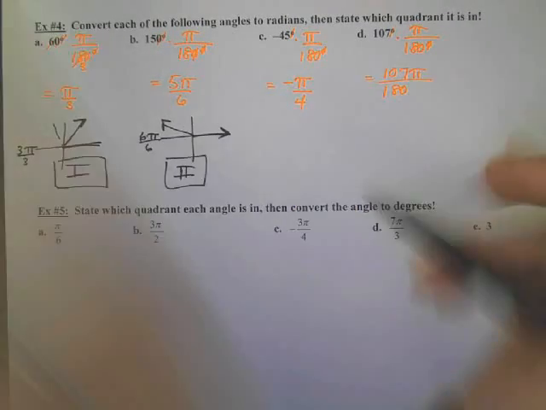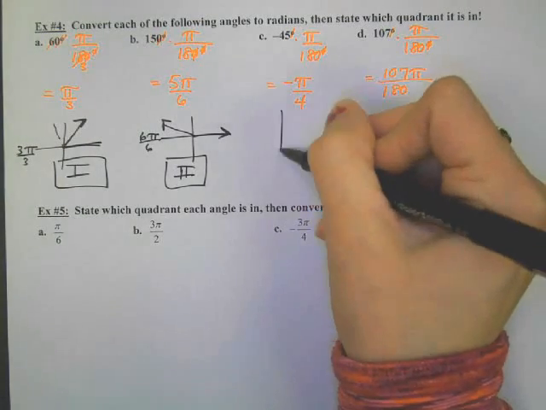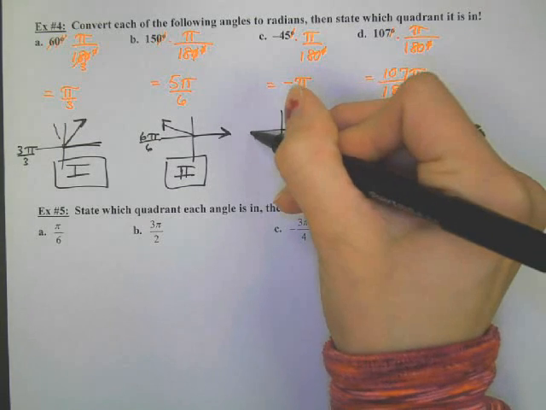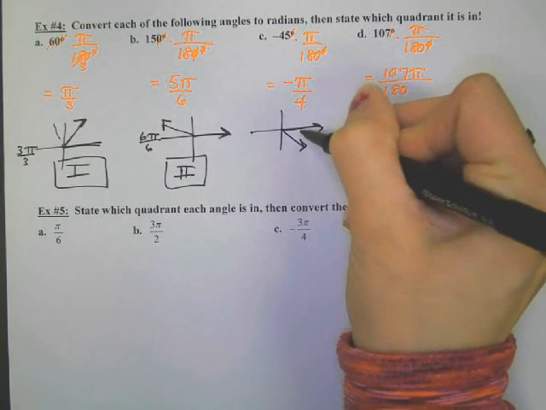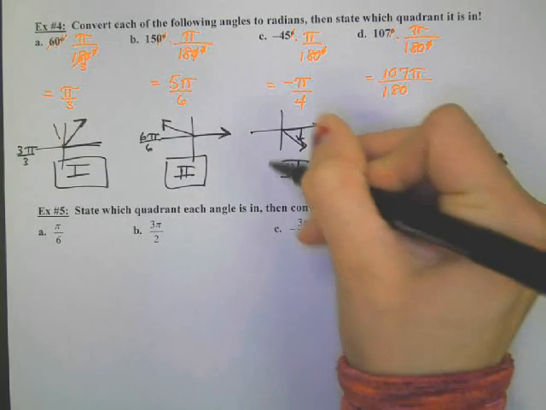Okay, let's think about C. Negative pi over 4. We're going to have to swing down. Here's 4 out of 4. Here's 2 out of 4. 1 out of 4 would be right there in quadrant 4.